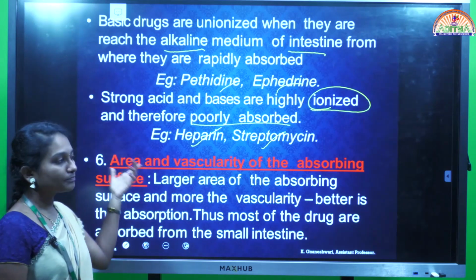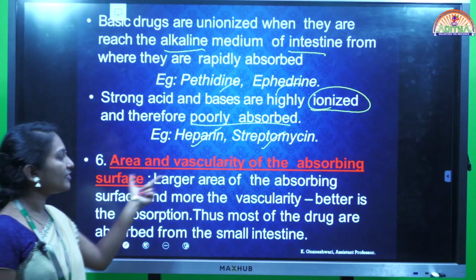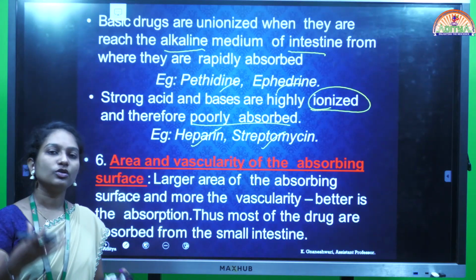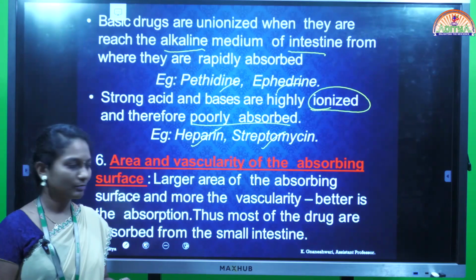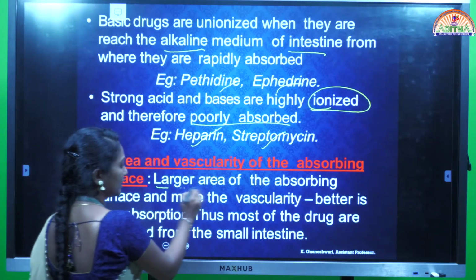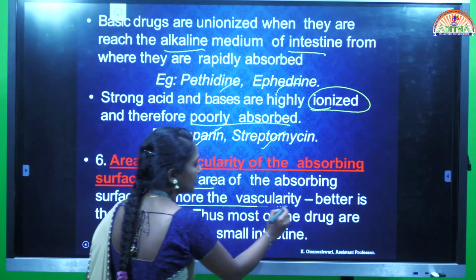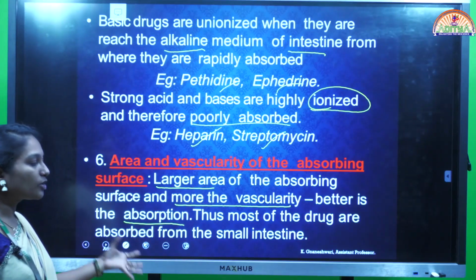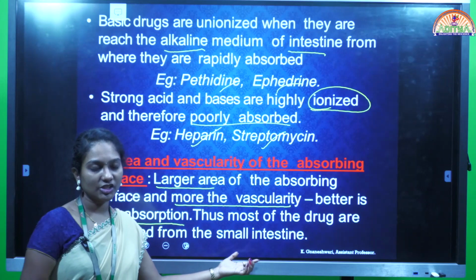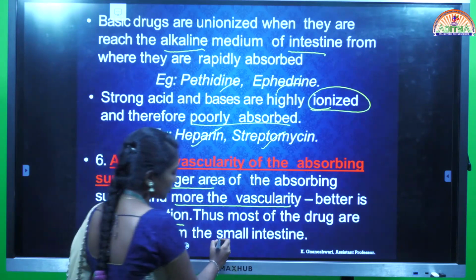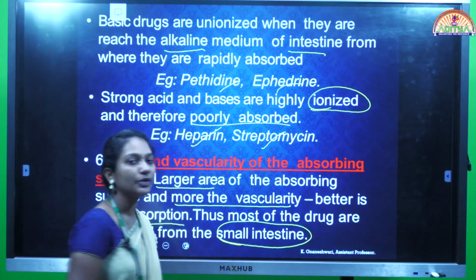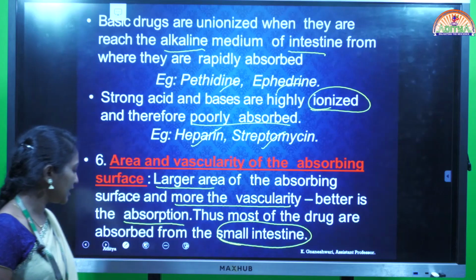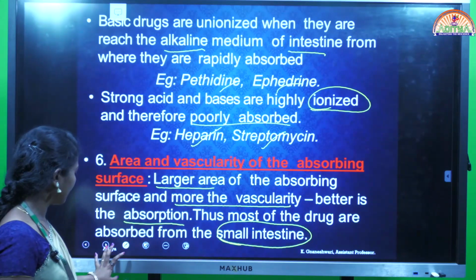Next factor to consider is the area and vascularity of the absorbing surface. It is simple: if the absorbing area is more, the absorption will be correspondingly more. The larger the surface area, the more vascularity, and it will show a better chance for absorption. Compared with the rest of the GIT, the absorption area of the small intestine is more, and hence most of the drugs get absorbed within the small intestine region.